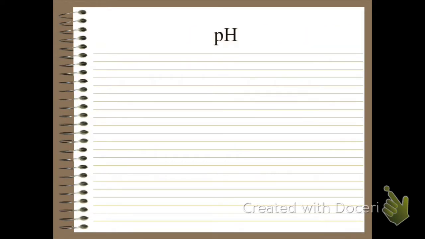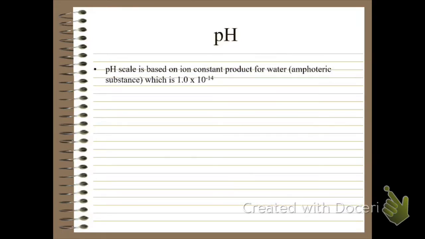So pH, which stands for the power of the hydronium ion, and that power, we can think of it as strength, but it really has to do with 10 to a power, because the pH is based on a logarithmic scale. It comes from the constant ion product for water, because water is an amphoteric substance, meaning it can produce both hydrogen ions and hydroxide. And that ion constant product is equal to 1 times 10 to the minus 14. We're not going to worry about where that number comes from here in a Chem 1 class. We're simply going to utilize it.